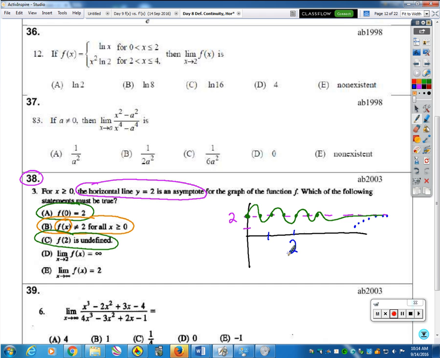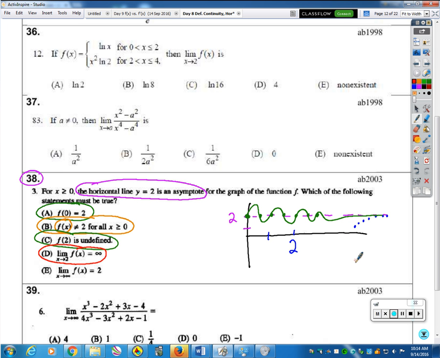The last one says that, let's see, as x approaches 2, the limit will be infinity. So at x equals 2, when we get very, very close, we'll find a y coordinate that is very, very positive. That could happen. It is simply unrelated to the horizontal asymptote.